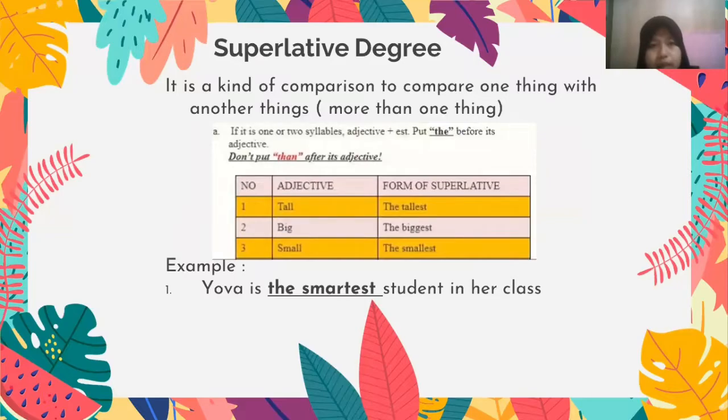Third, superlative degree. It is a kind of comparison to compare one thing with another thing or more than one thing. Rules: if it is one or two syllables, adjective plus est, put the before its adjective. Don't put than after its adjective. Example, Yuva is the smartest student in her class.